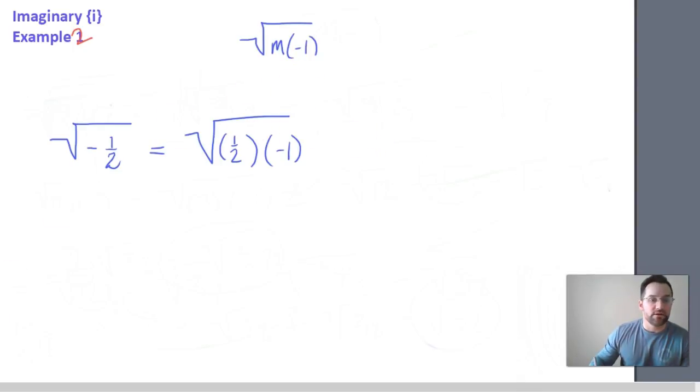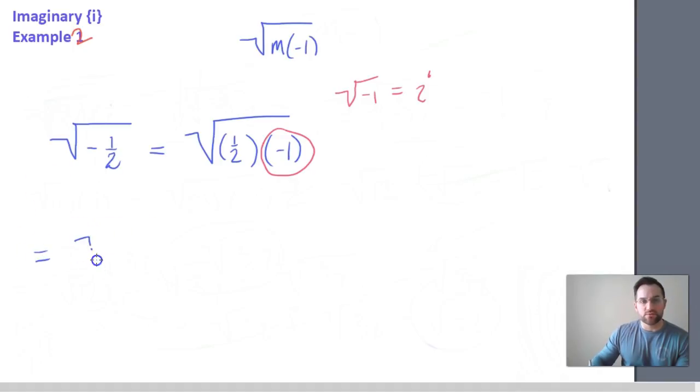All right. Here we go. So what is the square root of negative 1? Here's the square root symbol, here's the negative 1. The square root of negative 1 equals i, right? So we can rewrite this, let me switch back to blue, as equal to the square root of 1/2 times i. Does that make sense?